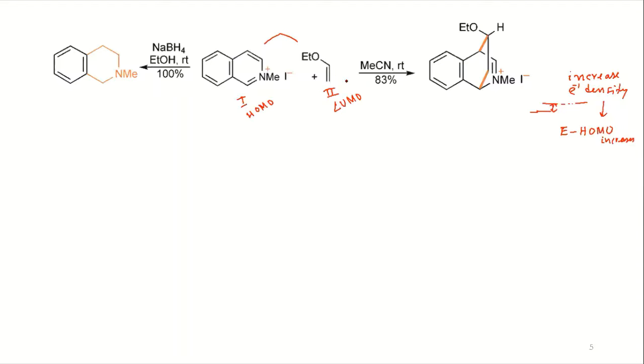Quick. Did you follow what I just told? If you increase the electron density, the energy level of HOMO will be increasing. And if you decrease the electron density, the HOMO and LUMO will be stabilized.